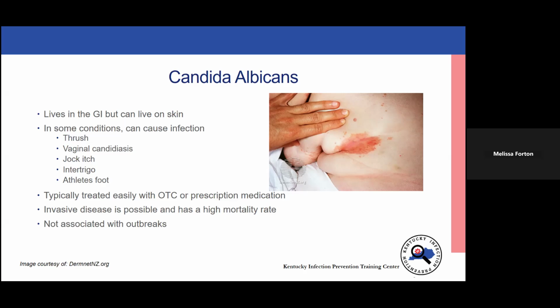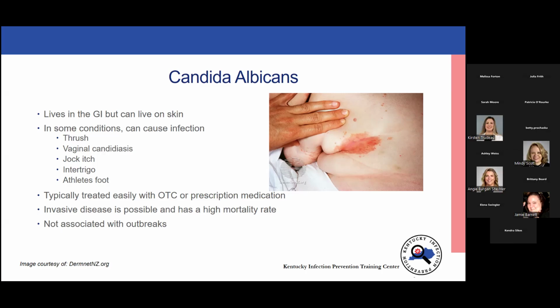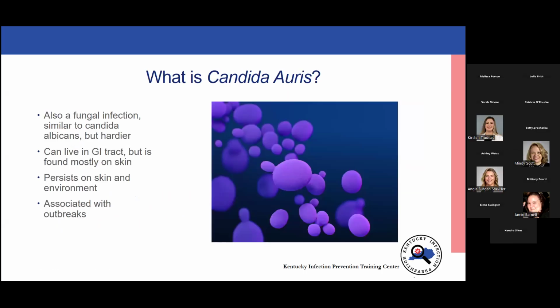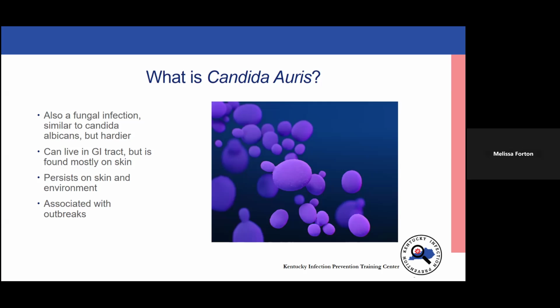We don't hear about outbreaks of athlete's foot. So C. auris is similar to Candida. It's much, much hardier, and it is associated with outbreaks. It can live in the GI tract, but it's mostly found on the skin, and it is really tough to kill.